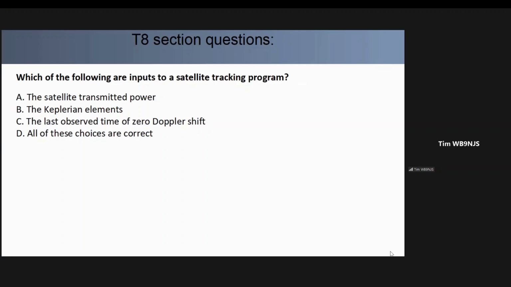Oh, hey, if you want to model signals off satellites orbiting the Earth, you're going to want to use a satellite tracking program. So which of the following are inputs to a satellite tracking program? The transmitted power, Keplerian elements, last observed time of 0 Doppler shift, all of the above. Well, no, only one is correct, and those are the Keplerian elements. Kepler came up with a way to describe orbits, and the Keplerian elements are what a satellite program uses to determine the orbit.